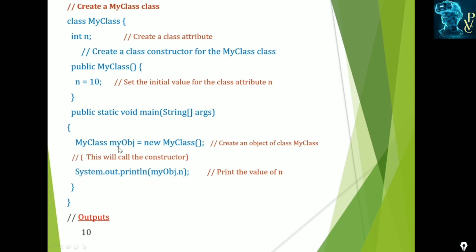Okay, in the main method, we created the object: MyClass myObj is equal to new MyClass. What is the meaning of this statement? This is creating the object. The new operator is used to create the object, and this will automatically call the constructor.